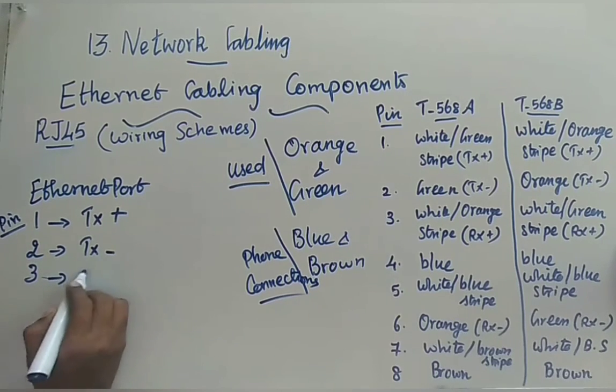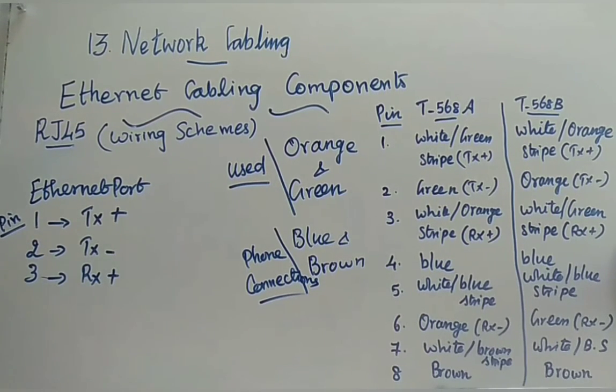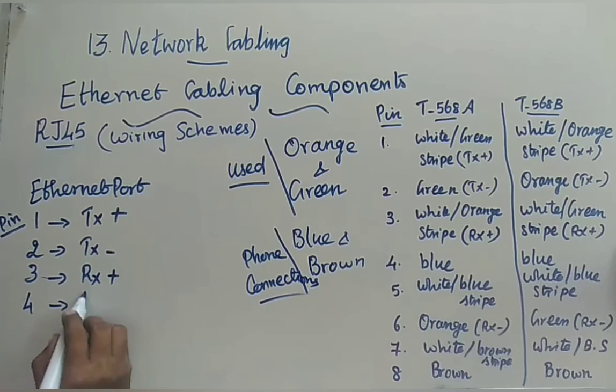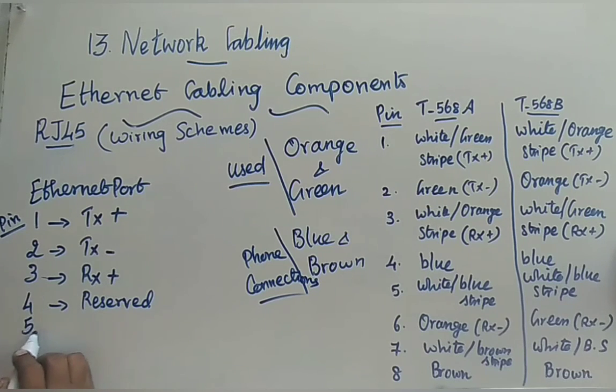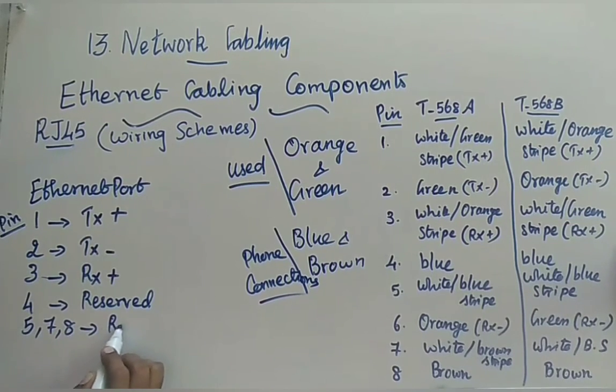Pin 3, it is your receiver positive. Yes, pin 4, it shows reserved. Reserved means you people can use it as you wish. So in the future, if you people are going to have any connections, during that time you people can use this one. Similarly, 5, 7, 8 are also reserved. 6th pin, it is your receiver negative.